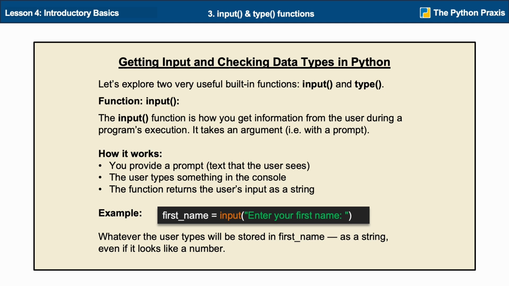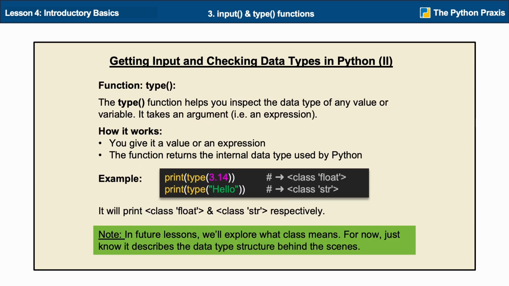The user types the name, and now you've got their name in your program. How cool is that? Next up is the type function. This function helps you inspect the data type of any value or variable. It takes an argument. How does it work? You give it a value or an expression, and the function returns the internal data type used by Python.